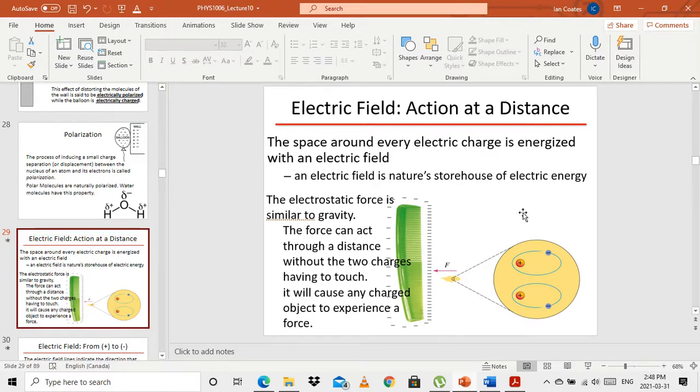The space around every electric charge is energized with an electric field. And this is basically nature's storehouse of electric energy. Storing energy. Potential energy. Interesting.